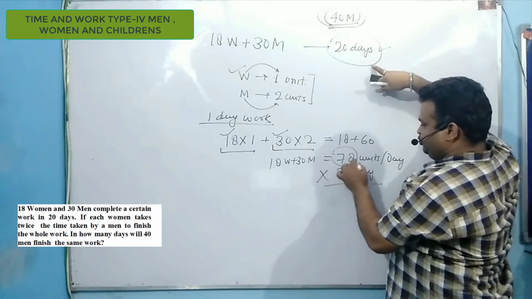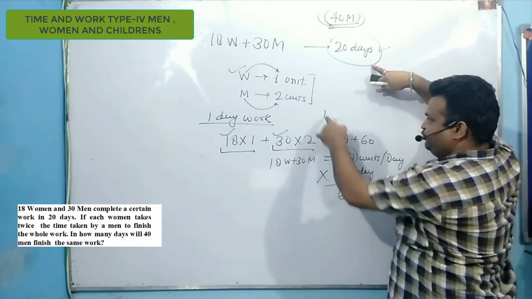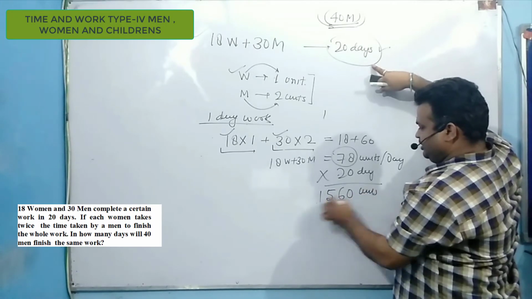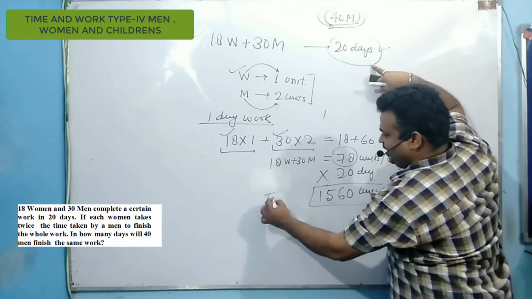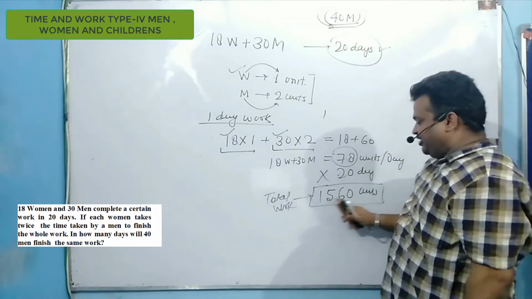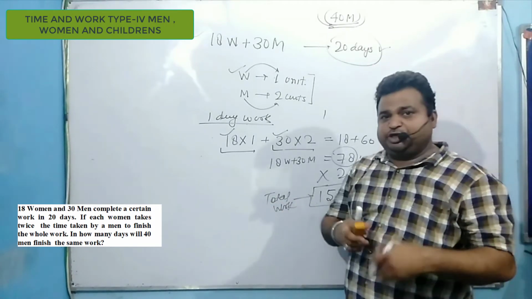So 2 8s are 16, 6 carry 1, 2 7s are 14 plus 1 is 15. So 1560 units is my total work. This is my total work which needs to be completed.